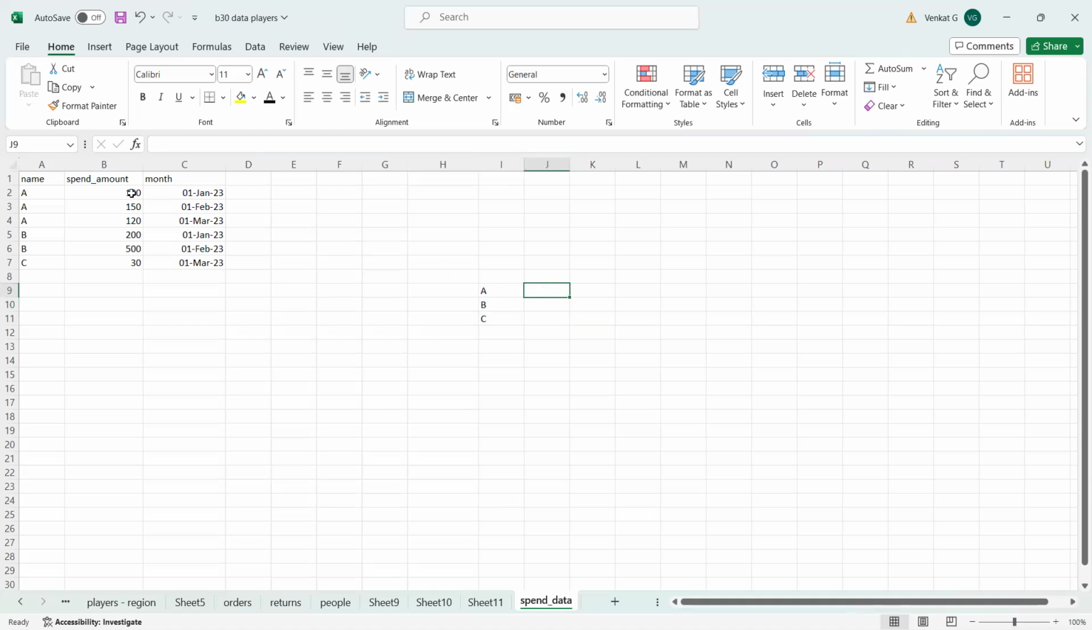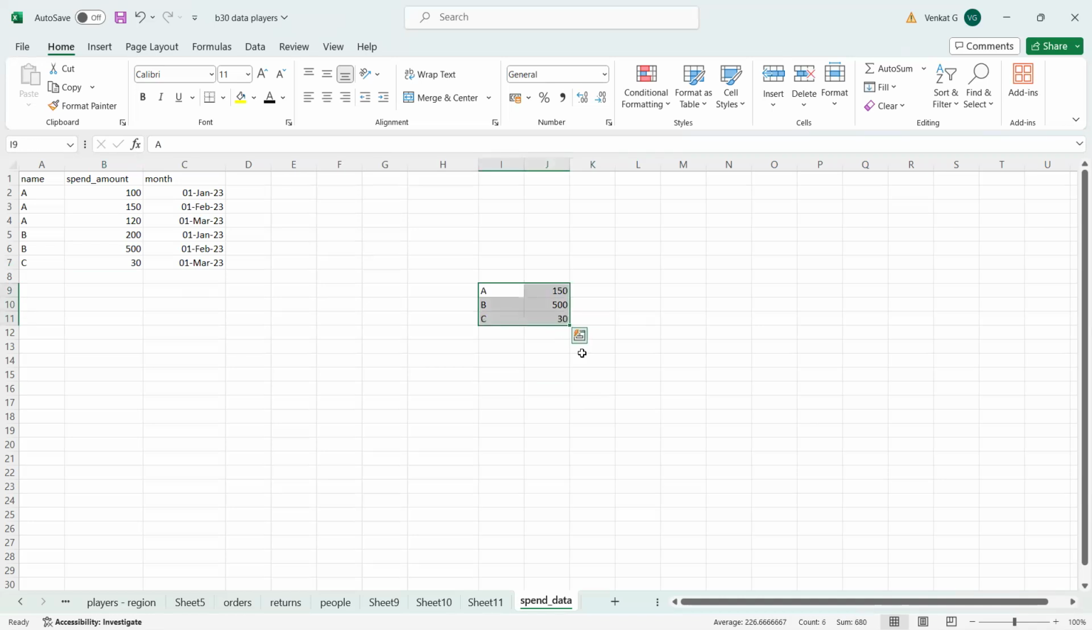What I can do simply is go to person A and scan through all the rows. What is the maximum amount? 150. Then person B, who exists in two rows. What is the maximum amount? 500. I have to show the 500 here. Now person C exists in only one row, so the maximum and minimum are the same. That is 30 rupees.